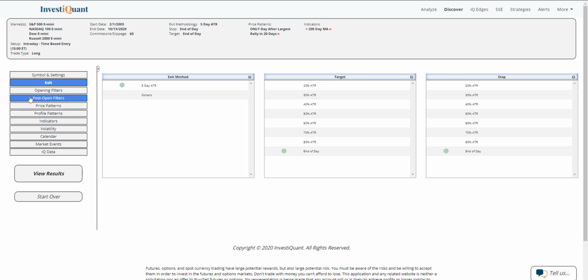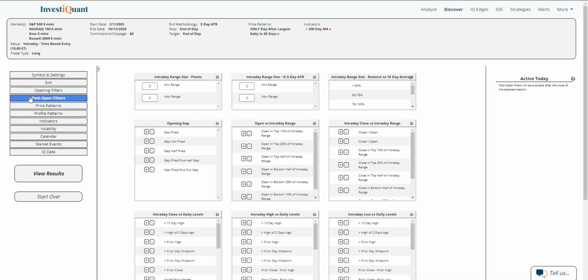Then I'm going to go into the post open filters, and I'm going to say that we are trading below the opening print. So we have a red candlestick forming, and we are trading in the bottom half of the intraday range. So I'm going to come down here, select close and bottom half of the intraday range, and then I'm going to click view results.